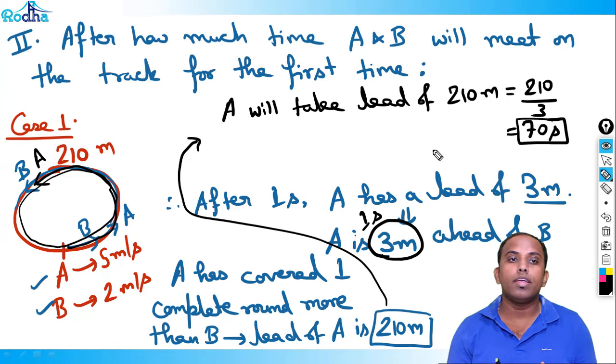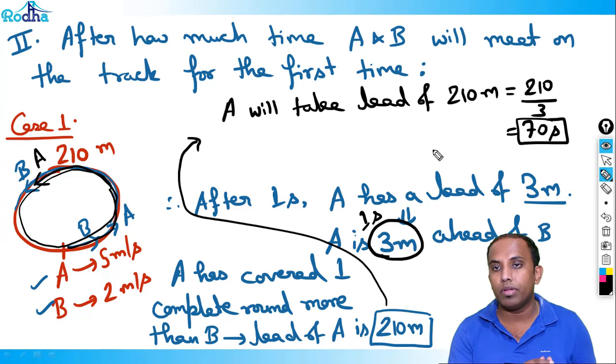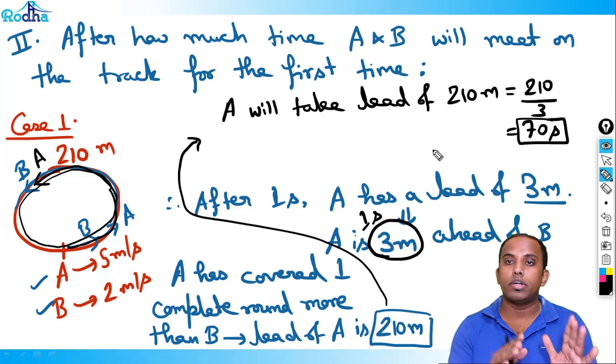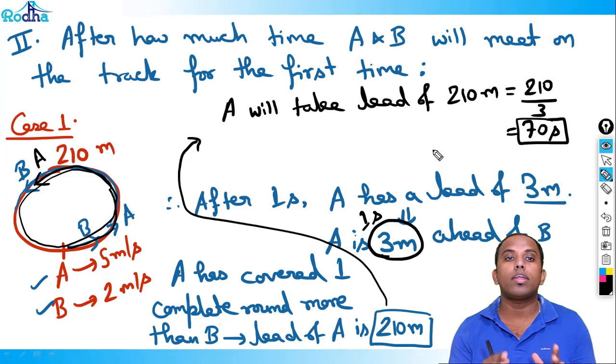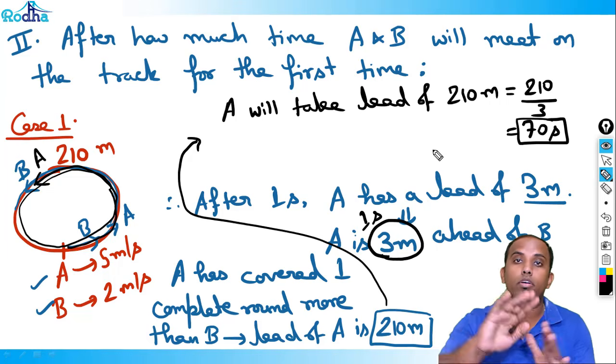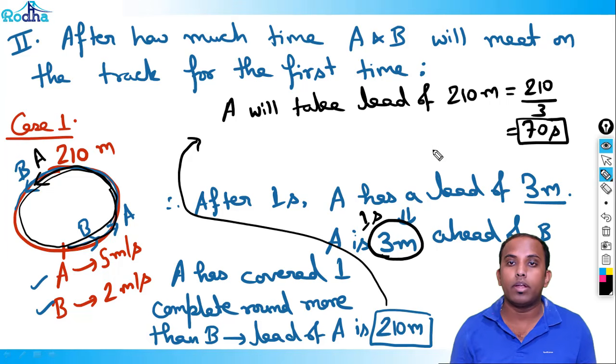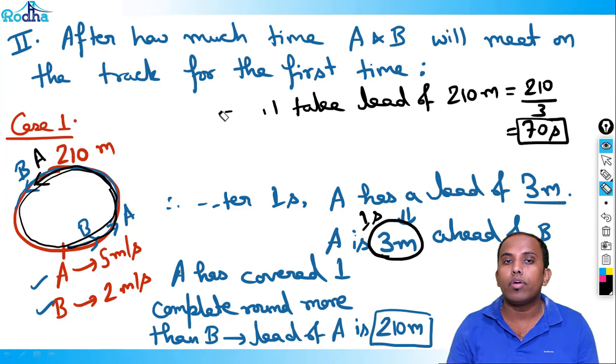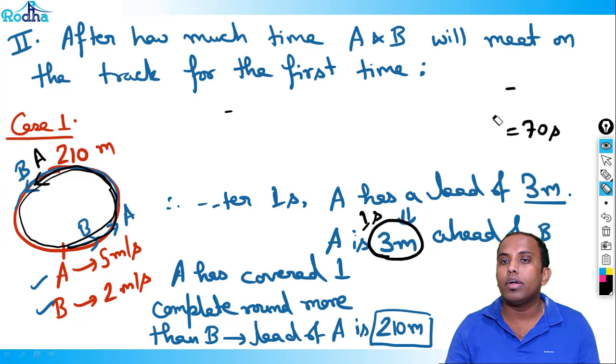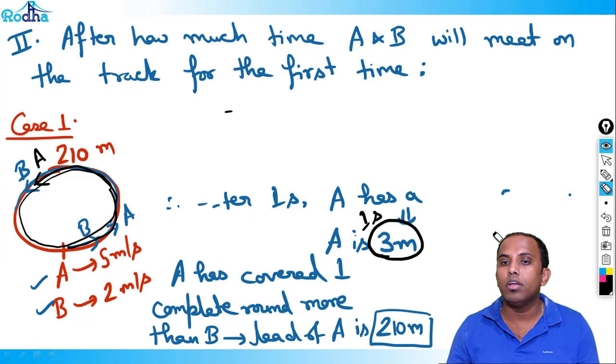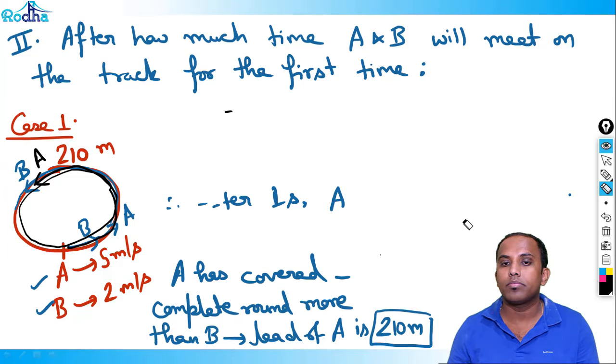So after 70 seconds, A will meet B for the first time when A and B are running in the same direction. This is the meaning of a circular track, and this is the meaning of this lead. This concept will help you. Otherwise, if you want to directly solve this question, you can do it by the funda of relative speed. So now you got the funda of relative speed.